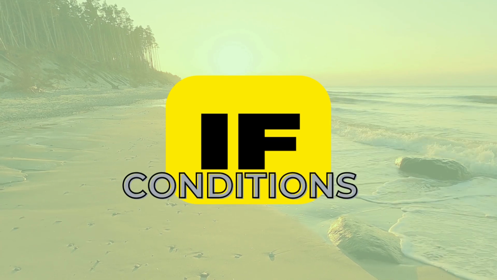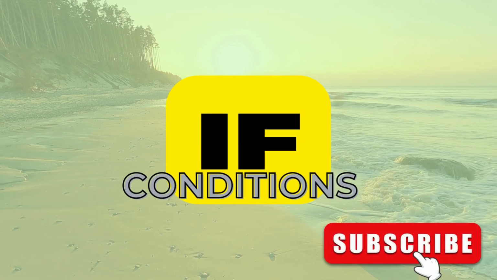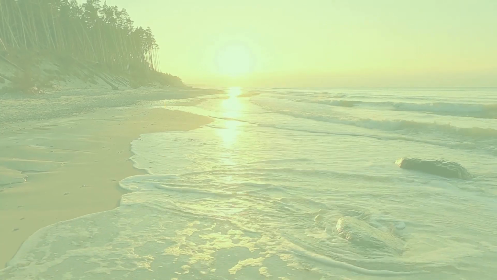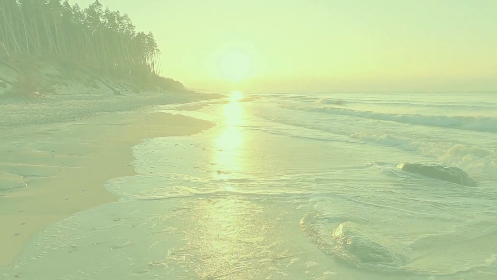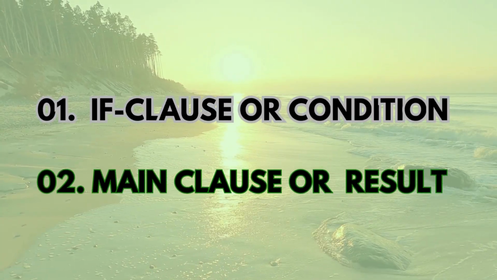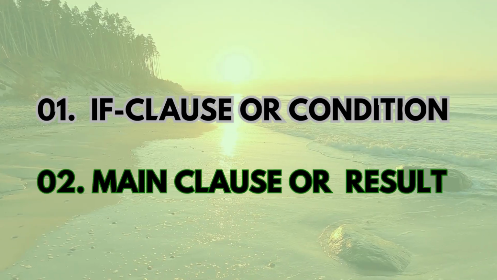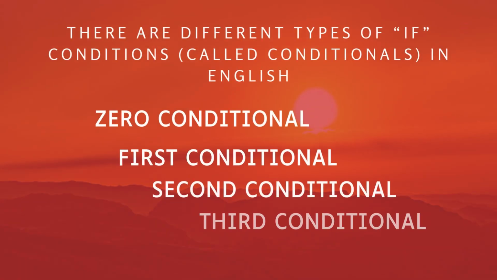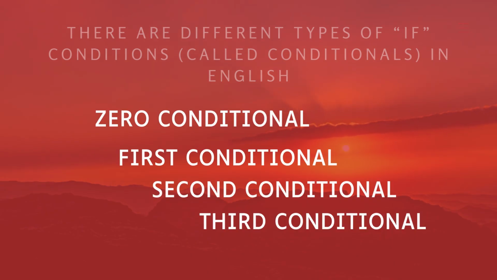In English, we often use if sentences, also called conditional sentences, to talk about situations and their results. These sentences usually have two parts: the if clause, the condition; the main clause, the result. There are four main types of conditionals. These are called in English grammar zero, first, second, and third conditional.